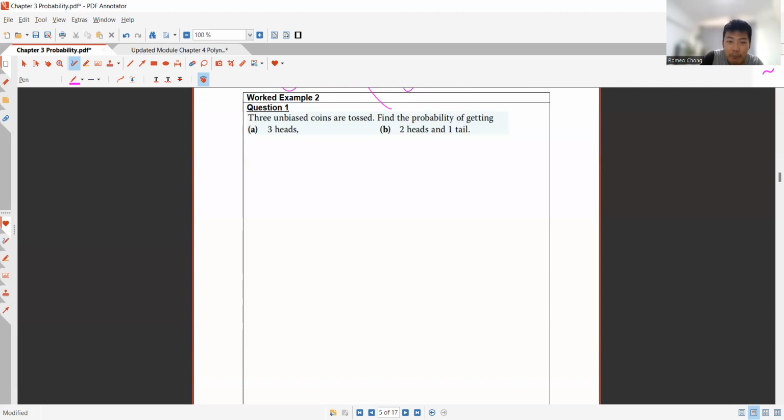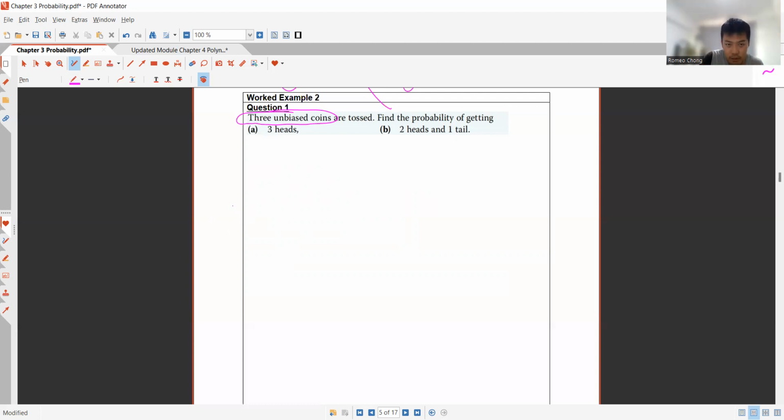3 unbiased coins are tossed. Find the probability of getting 3 heads. Of course, for 3 heads, you know that there is only one possible outcome, which is H, H, H. But in order to know how many possible outcomes there are, let's say you are not very familiar, you better draw a tree diagram to help you to see clearly. Because sometimes, even me, I have done probability for a long time already, sometimes I still make mistakes because of the possible outcomes.